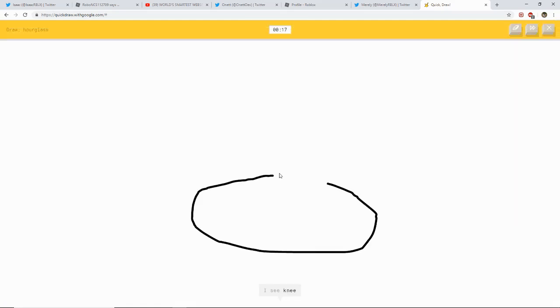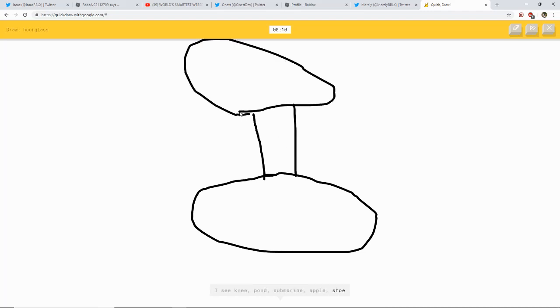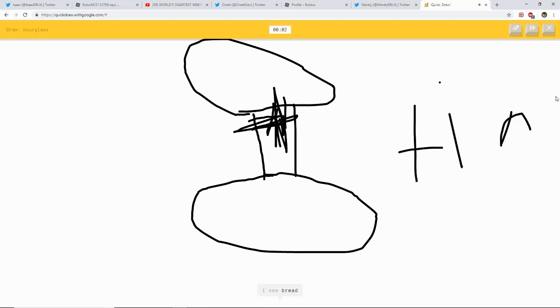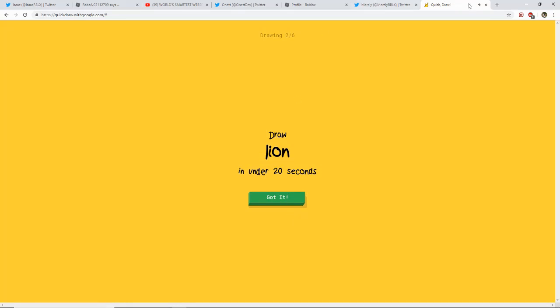I see pond. Or submarine. Or apple. Or shoe. I see hot air balloon. Or helicopter. Or unicycle. I see bread. Or bee. Or ring. Sorry, I couldn't guess it.